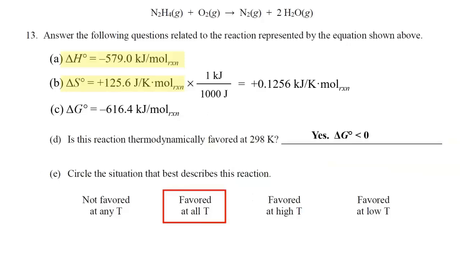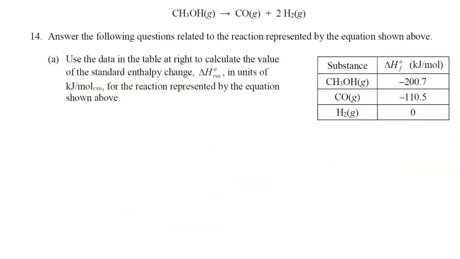Now let's move on to question 14. So here in question 14, we have a different chemical reaction to analyze, but the calculations that we will do in question 14 are very similar to the calculations we did in questions 12 and 13. So here in part A, we're going to use the data for standard enthalpy of formation for each substance to get the value of delta H. We'll use the products minus reactants equation.